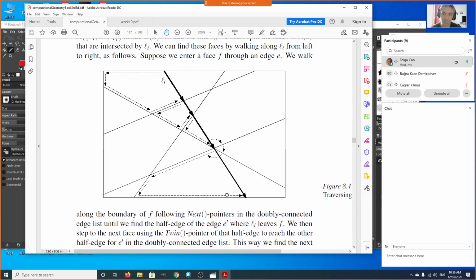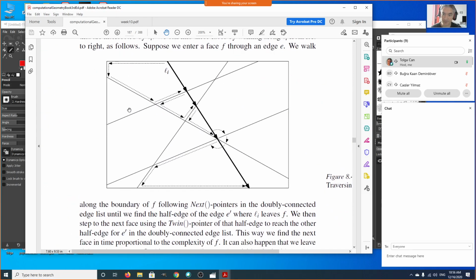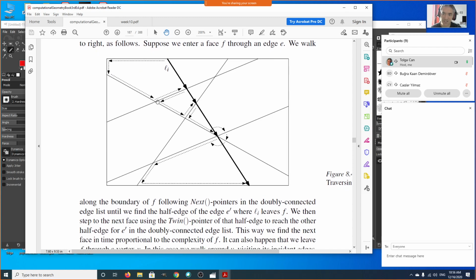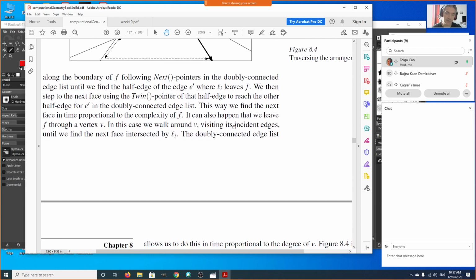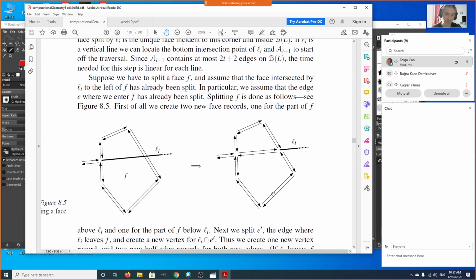Okay, so for example, certain faces here, look at this part of the doubly connected edge list. This part of the doubly connected edge list is not affected at all by this line. And this face also, these half edges, they're not affected. So when we are incrementally building our doubly connected edge list, we'll only find the faces that we intersect with and update them according to this figure here.